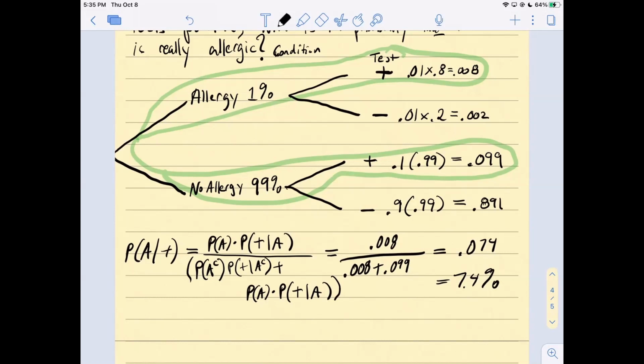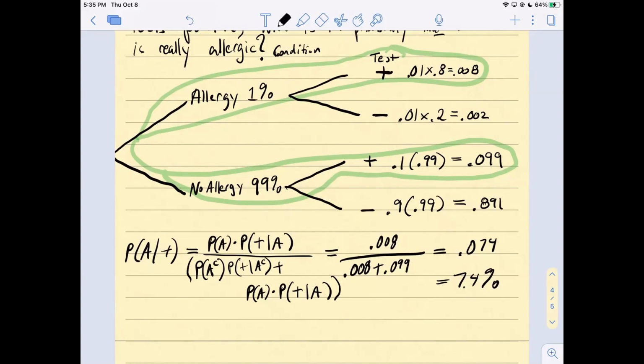That would be 0.008. So less than 1% of the entire population has the allergy and tests positive, because only 1% of people have the allergy. The 7.4% is a conditional probability. So it's out of all people that got a positive test.